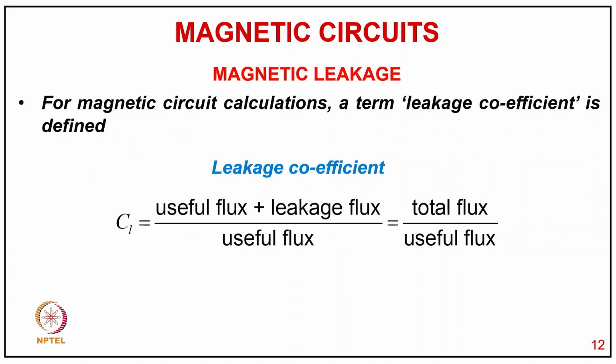For magnetic circuit calculation, the term leakage coefficient is defined, that is CL equal to useful flux plus leakage flux divided by useful flux. This is called the leakage coefficient, and it is equal to total flux upon useful flux. So it is normally more than one.